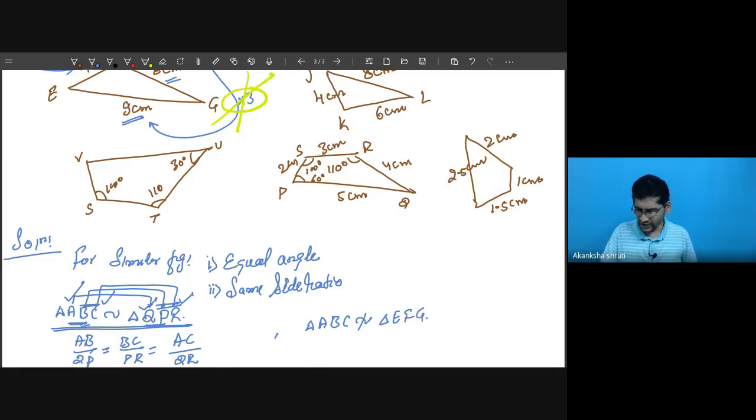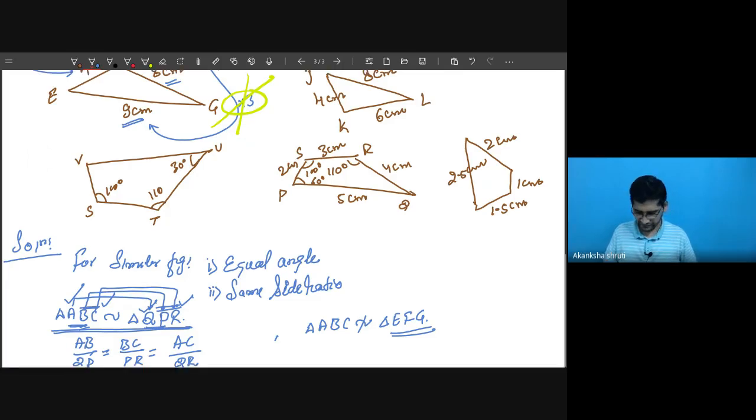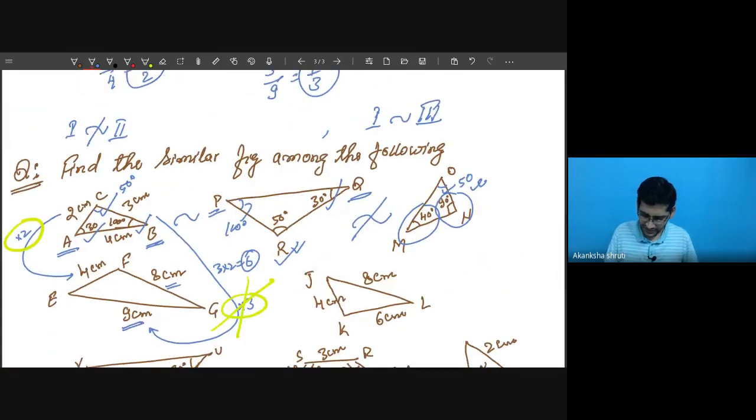When it is not similar, then you are free to use any order. But if it is similar, then corresponding vertices we have to write. Okay, students? It is this. Now coming to the next one.